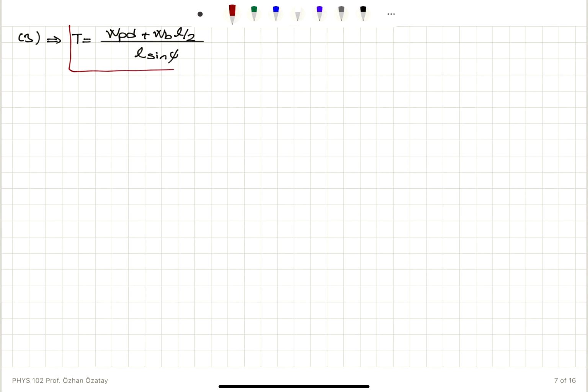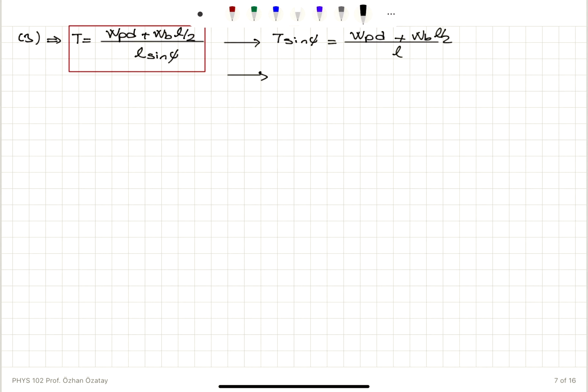All right, and this basically implies that because in the other two equations I will be dealing with T sine phi and T cosine phi, T sine phi should be replaced with WP D plus WB L over 2 divided by L. And if you see T cosine phi in an equation, that should be replaced with WP D plus WB L over 2 divided by L times cotangent phi, because I will have a cosine phi divided by sine phi, cotangent phi here. Okay, so let's go to equation number 1.